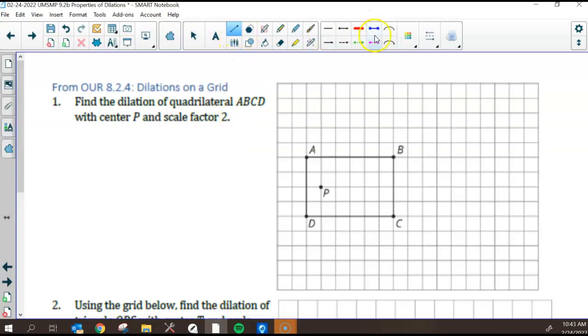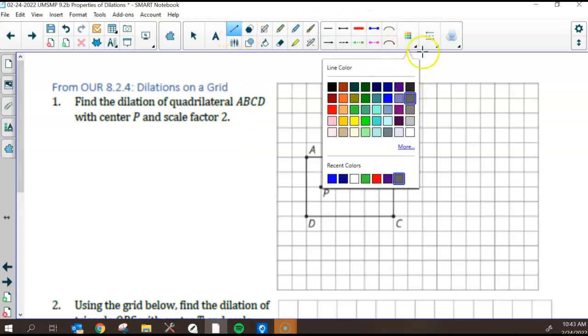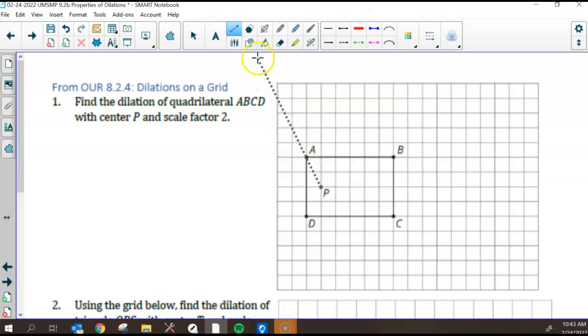So what I'm going to do to get started, I'm going to draw lines that go from P through each one of those vertices. Because I know that A prime is going to be somewhere on this line. And D prime is going to be somewhere on this line. And B prime is going to be somewhere on the line that goes from the center of dilation through B. So as I'm setting up my ruler and drawing these lines, make sure that you extend it all the way to the edges of the grid.